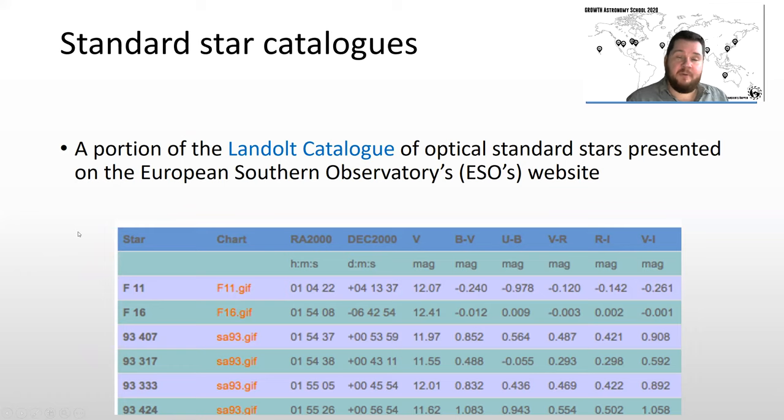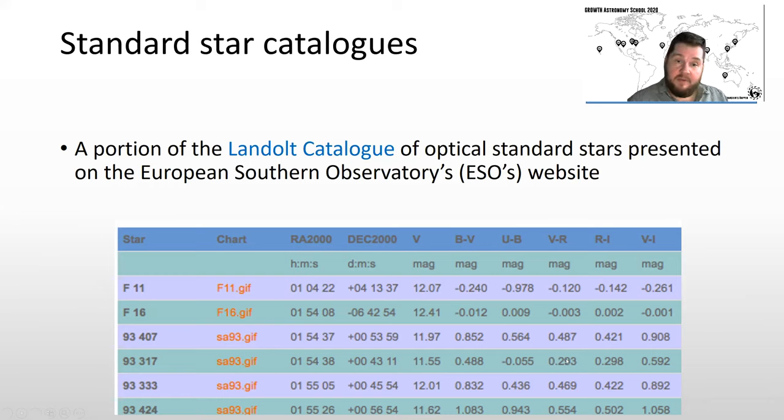Now, before that slide, I was talking about standard stars. So here's an example of a standard star catalog. This is a copy of a section of a catalog, the Landolt catalog, which I obtained from the website of the European Southern Observatory. So we have here a list of stars. These are known and well understood standard stars. They've got very exciting names, as you can see, F11, F16. They have coordinates on the sky, right ascensions and declinations, and they have V-band magnitudes here. So, for example, F11 has a V-band magnitude of 12.07.